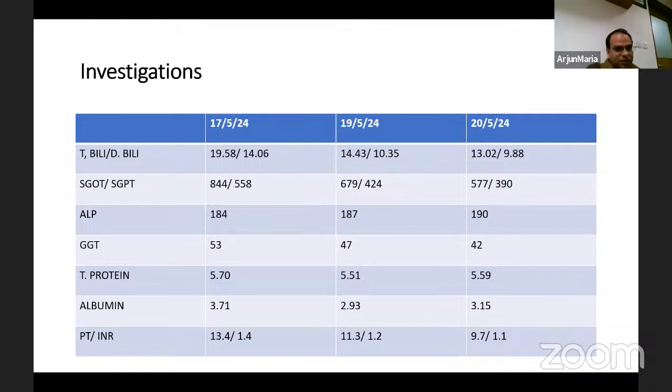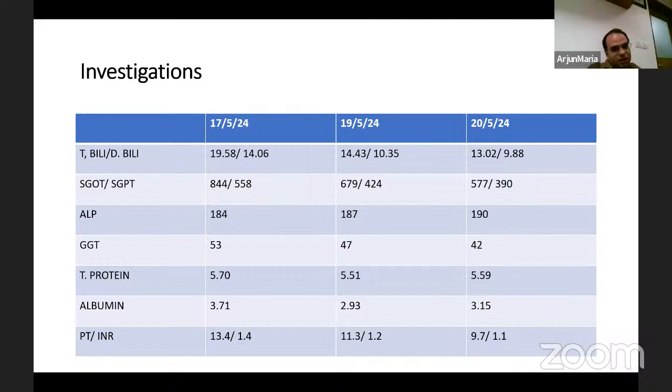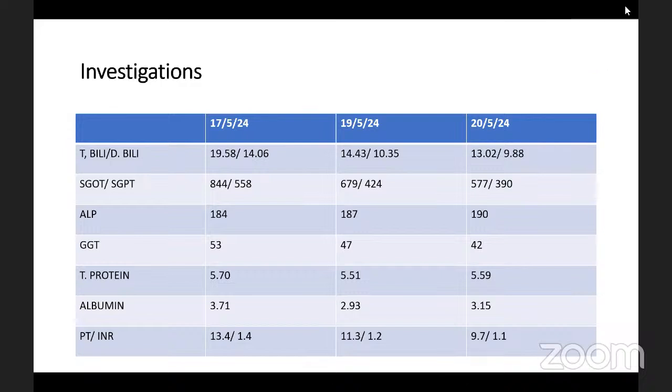So the causes which can cause AST-ALT elevation 20 times the upper limit of normal, touching 1000, are acute viral hepatitis, drug-induced liver injury, autoimmune hepatitis, and ischemic hepatitis. Remember these four causes. If you see a patient with very high AST-ALT, you will have one of these four causes, right? And GGT is normal in this case.